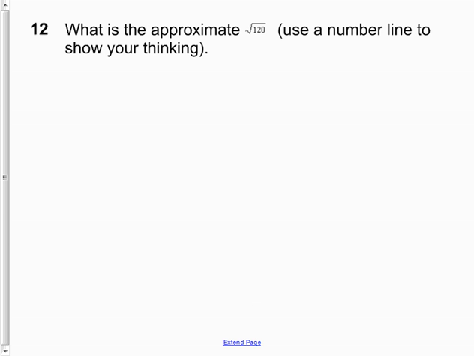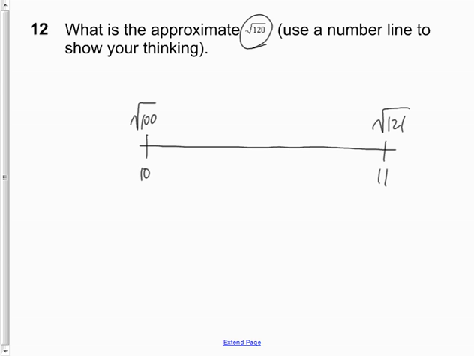Question 12 says, approximately, what is the square root of 120? Use a number line to show your thinking. Well, here we have to know that the square root of 100 is 10. And the difficult one, the square root of 121, is 11. The square root of 120 is actually a number that would go right around here on the number line, which means it's just a little bit less than 11, which means 10.9-ish is a really good estimation for the approximate square root of 120.